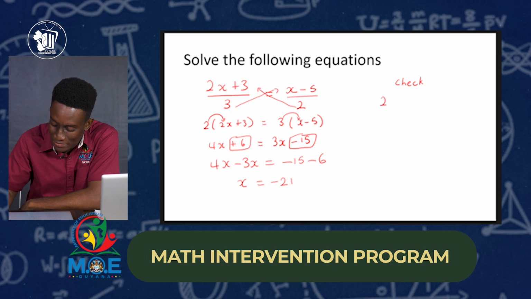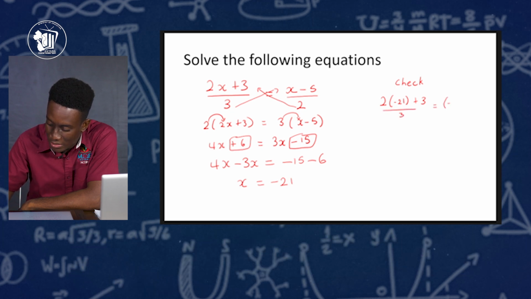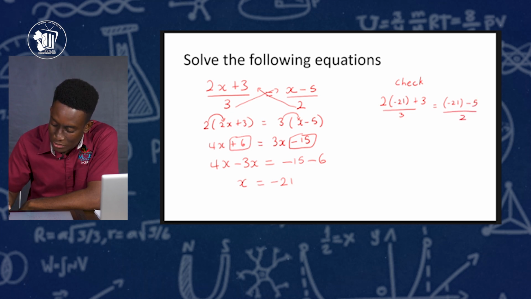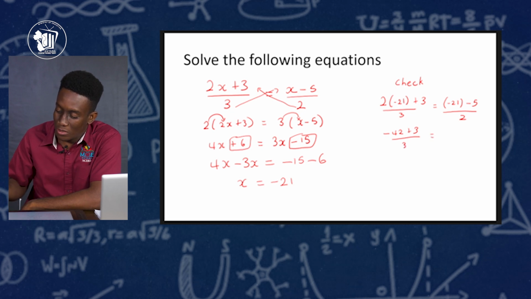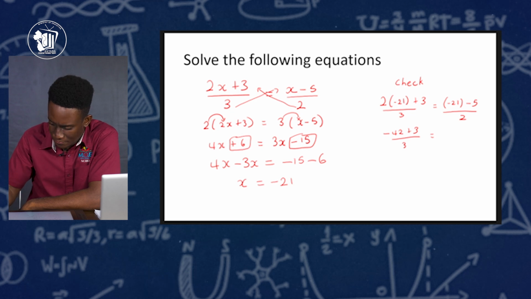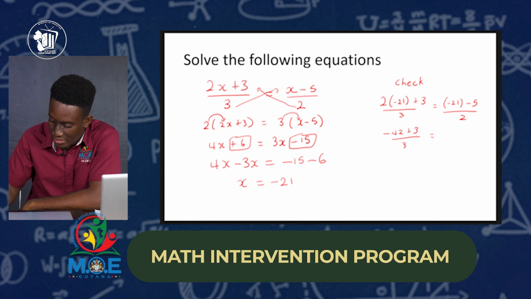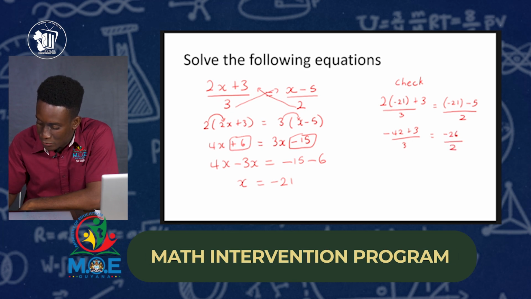So we know 2 multiplied by x, and we know the value of x is negative 21, plus 3, all divided by 3, and that should be equal to negative 21 instead of x, minus 5, all divided by 2. So 2 multiplied by negative 21, that would give you a negative 42 plus 3, all divided by 3. And that would be equal to negative 21 subtract 5 would give us a negative 26, all divided by 2.